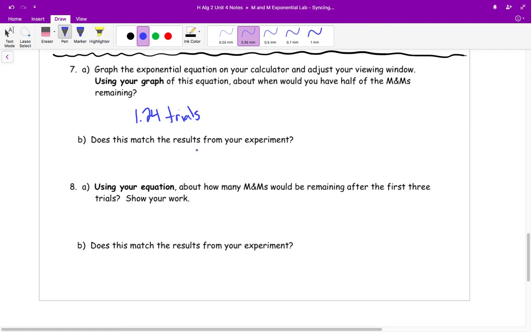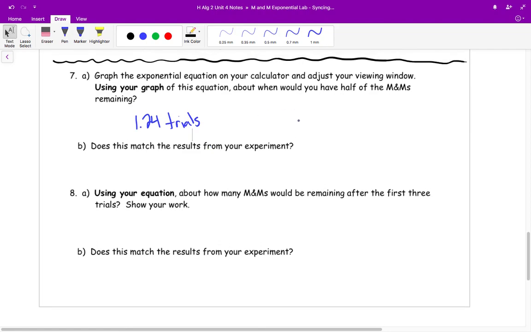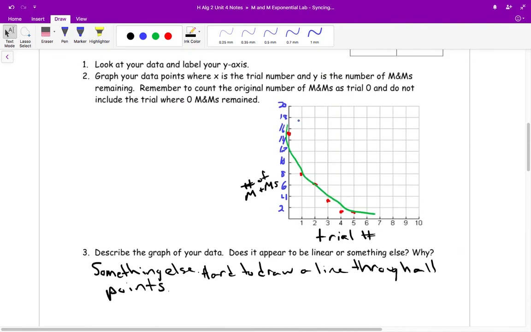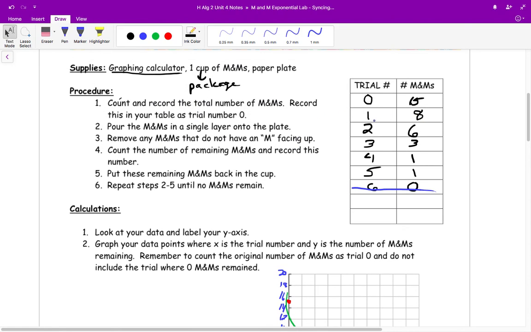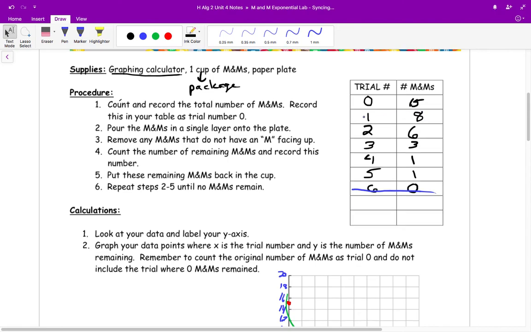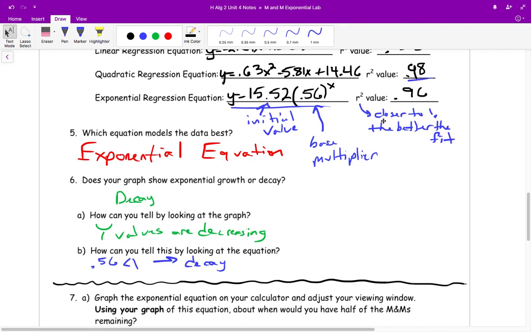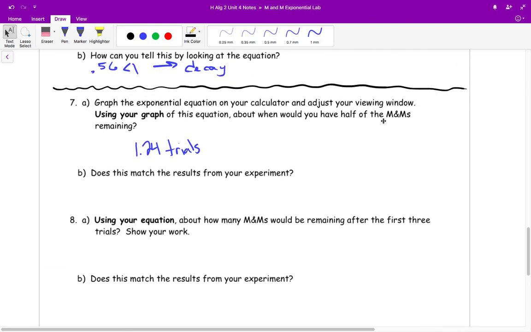As for does this match the results from your experiment? Well, let's see. We had about half of our M&Ms left after, well, let's see, we had 8 of them left after trial number 1. So, really, to have 7.5, that'd be a little bit after trial 1. Now, you really can't have trial 1.24, but in our experiment, does it match up? I would say yes, it does.